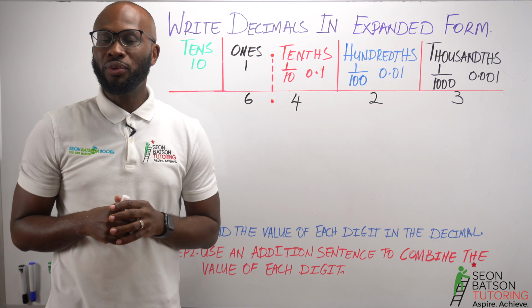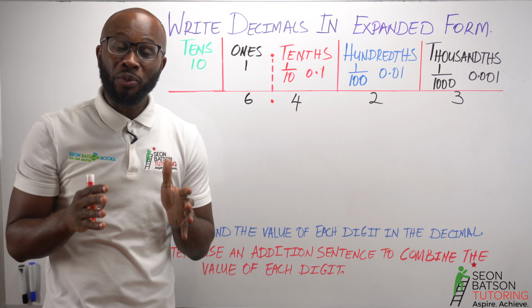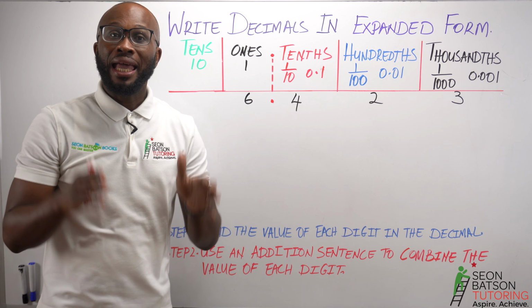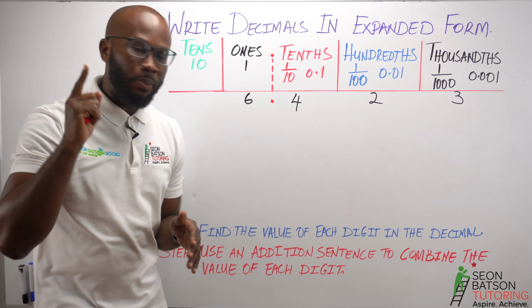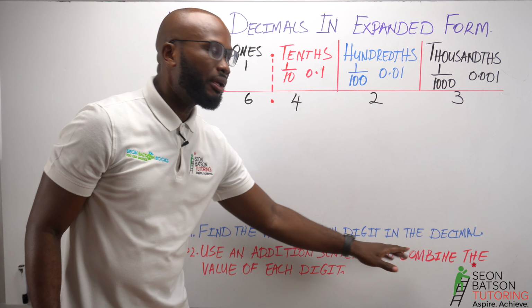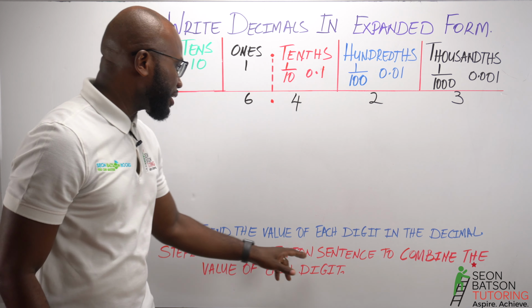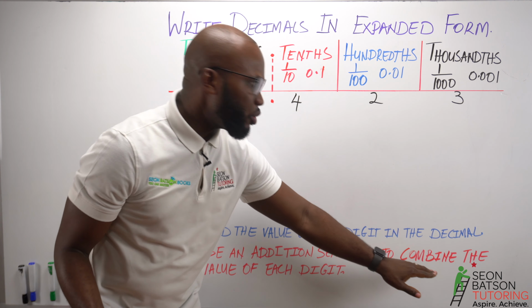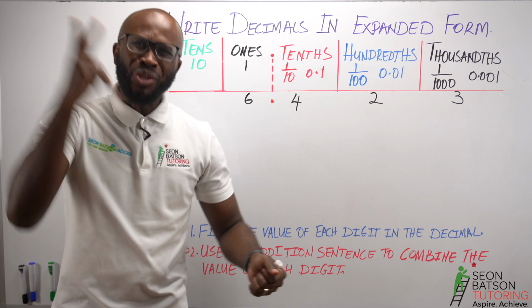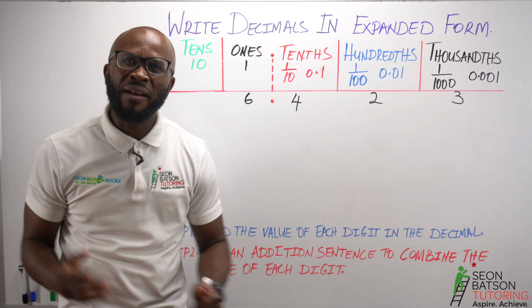I am going to teach you 2 very simple steps that will help you master the skill of writing decimals in expanded form. Step 1, we will find the value of each digit in the decimal. Then step 2, we will use an addition sentence to combine or show the value of each digit. That's it. 2 very simple steps.